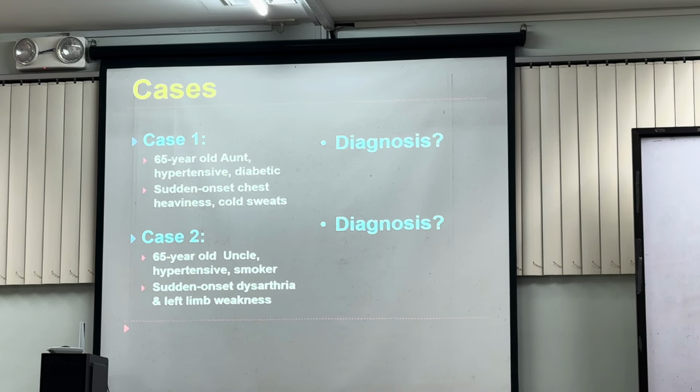Case number two, a 65-year-old uncle, hypertensive, smoker, sudden onset of dysarthria, left limb weakness. Stroke? Not a stroke. Okay, so what's the difference?